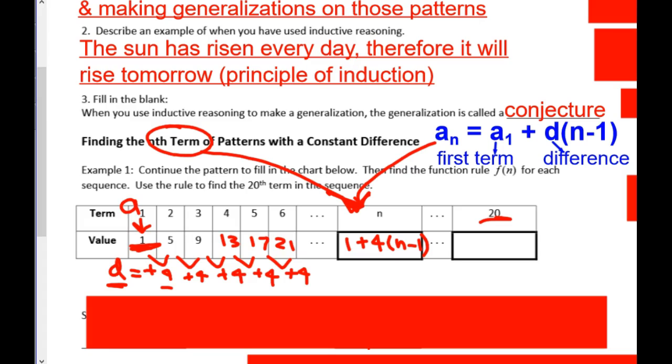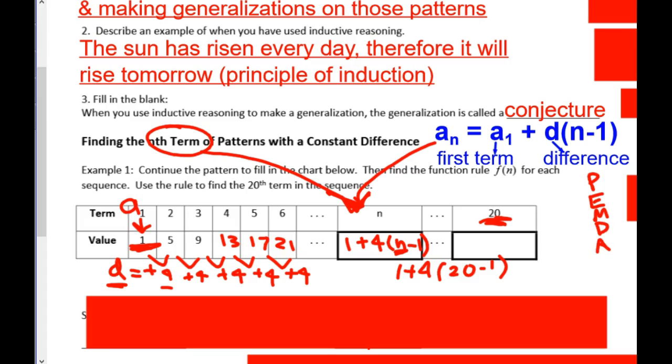Here's what we're going to do. We're going to rewrite this, but instead of n, we're going to write 20. So right here, 1 plus 4, parentheses, 20 minus 1. Do you see I replaced n with 20? All I have to do is simplify that. Now here's the part that people mess up on. If you want to do that mentally or step by step on your own, you have to remember to use PEMDAS.